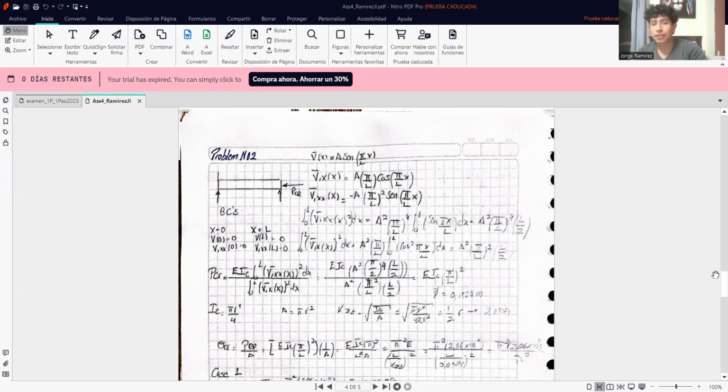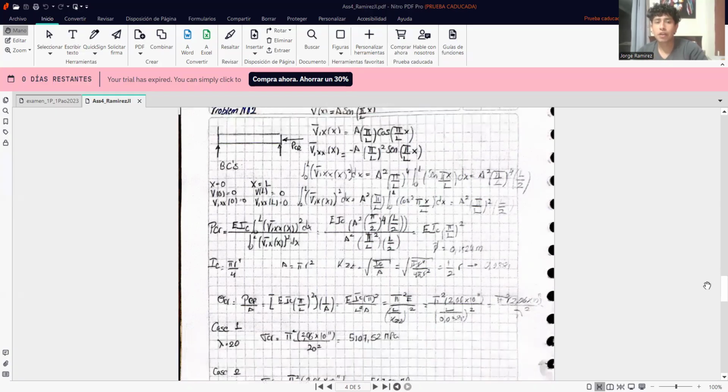We need to derive this value two times, and after that make basically the same process as in the last part, because we need to use that second derivative and we need to make the integral for that part, and after that use the function of the critical load to obtain the critical value. And moreover, with that, just replace the values.